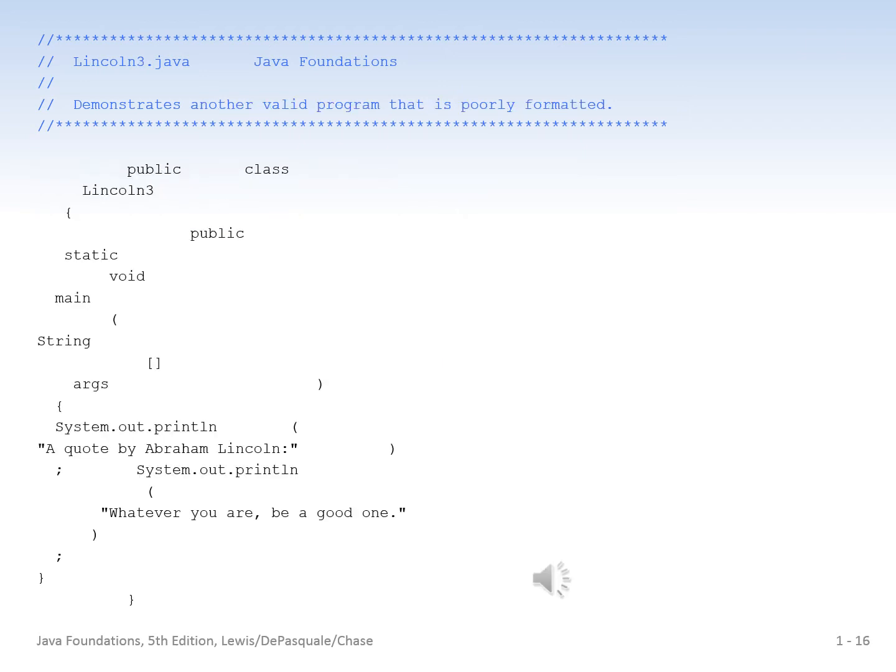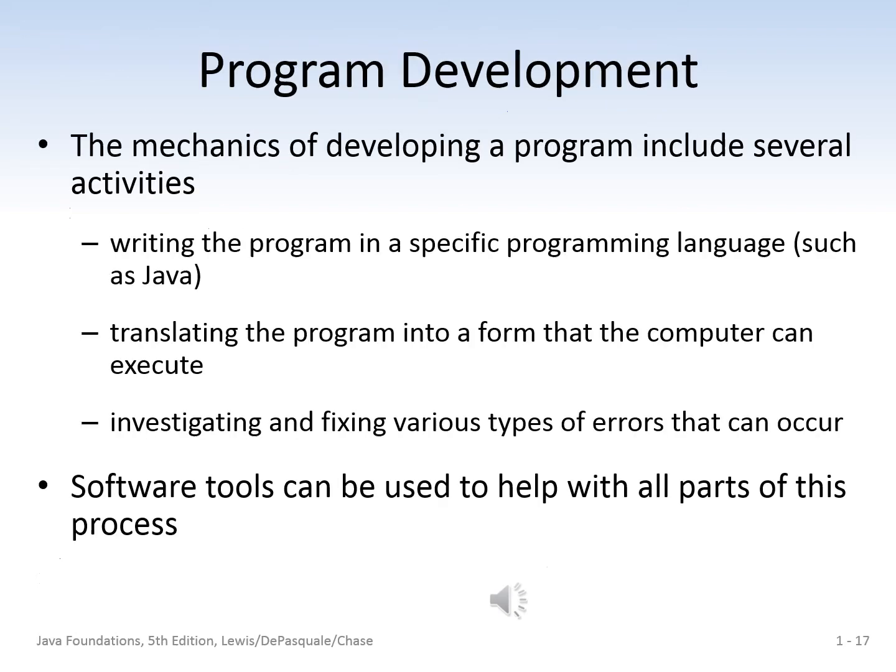So in our previous example, we used very little white space. And here we are at the other end of the spectrum, where this is a valid program, but it is, once again, poorly formatted because there's no consistency. And you certainly wouldn't want white space separating the declaration of the public class, Lincoln3, on two different lines. It is valid, but it is just very difficult to read.